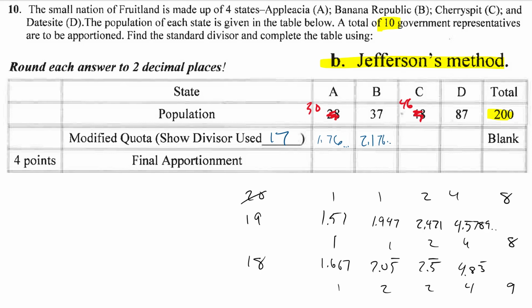2.176, and then that gives me a 2.706, let's call it 6 because they're rounded, and 5.1176. Okay, so again, I just took 30 divided by 17 and gave me this. I go through, I do my rounding. That's a 1, that's a 2, that's a 2, that's a 5, and what we end up with adds up very nicely to 10, and that's my apportionment.